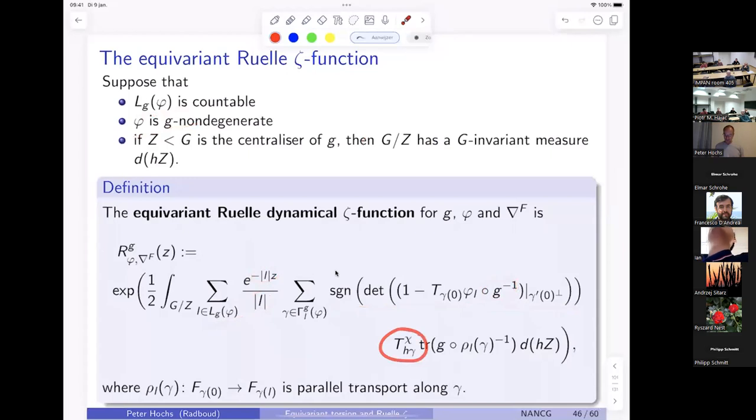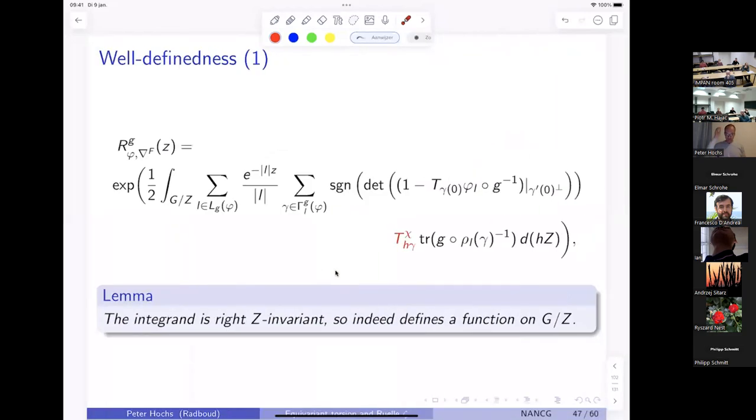We have this primitive period there, with a group element H acting on gamma, and we take the trace. What this is here is that you take parallel transport defined by your connection, going from the fiber of this flat vector bundle at the starting point to the endpoint. The inverse of that, then applying a group element to end up back where you started, and take the trace of that. So this is a generalization, in the sense of the classical Ruelle zeta function.